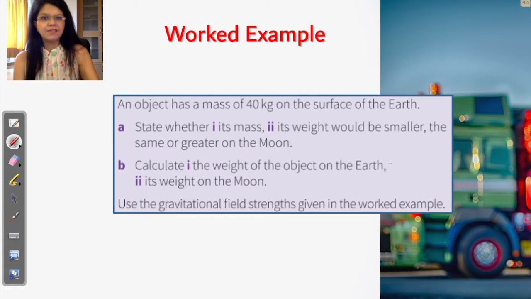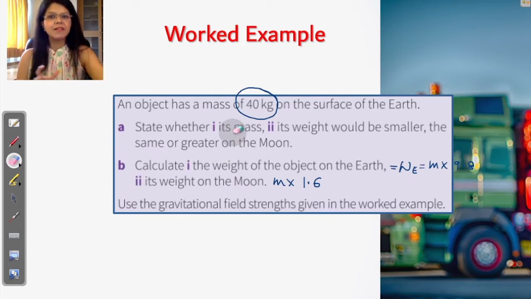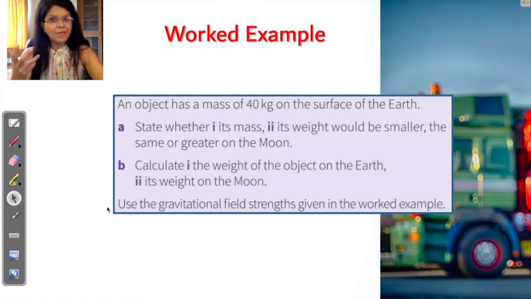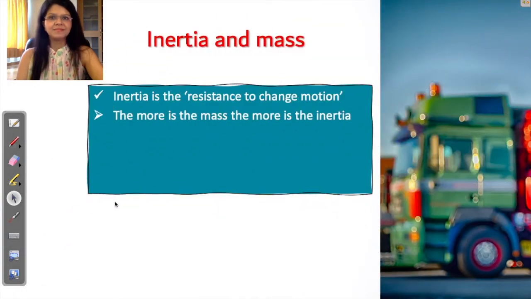Weight on the Earth, let's call it WE, is equal to mass times 9.8. Weight on the moon would be mass times 1.6. And how much is mass here? Mass is 40 kilograms. You can input the values and you'll get your answer. So that's how you calculate the weight from the mass.